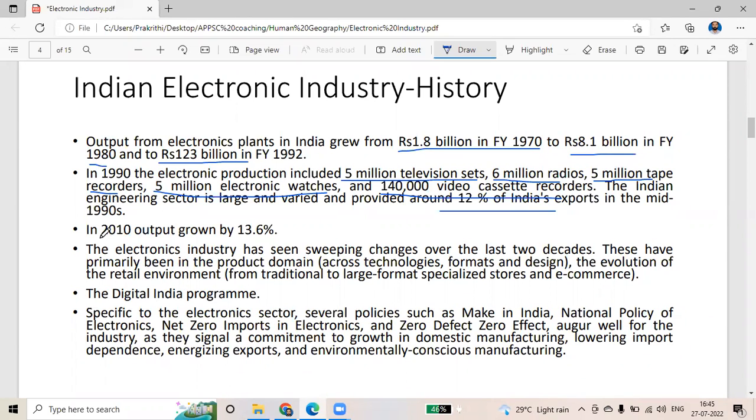Output has increased to 13.6% during 2010. उतना ज्यादा output में हमारा production बढ़ गया है. So ये 2 decades from the 1970s to the 1990s, there was immense change that we have faced. So primary production was dominating across technologies, formats and designs.